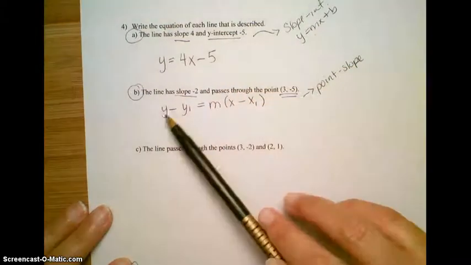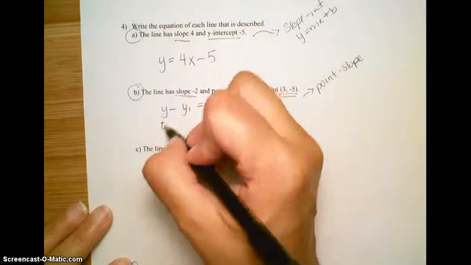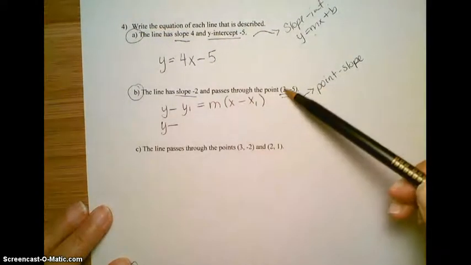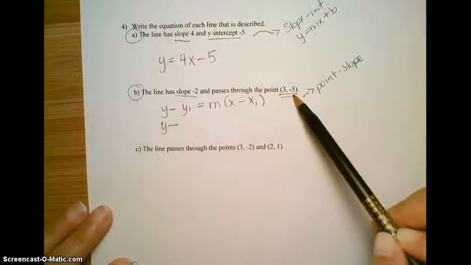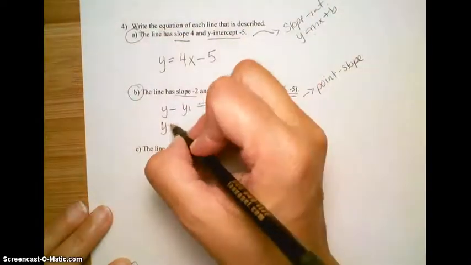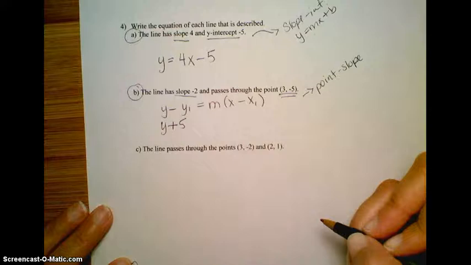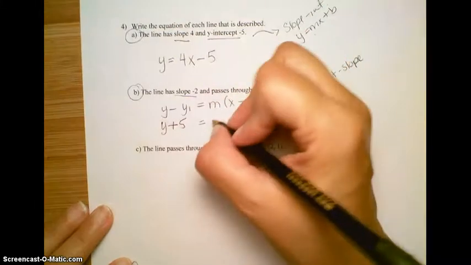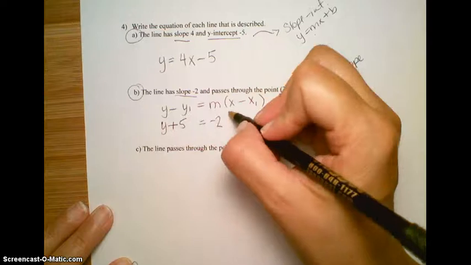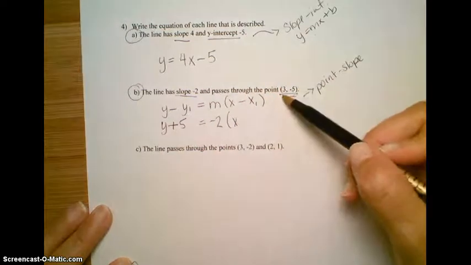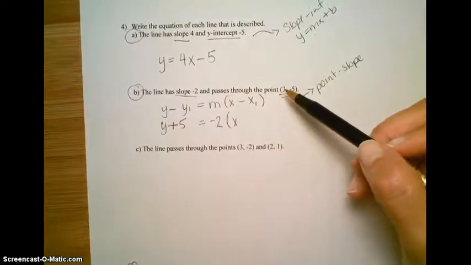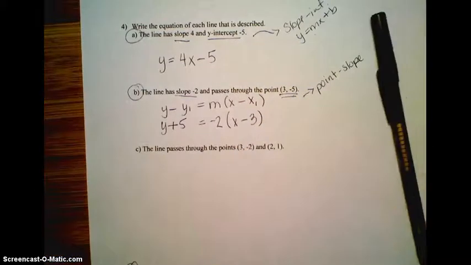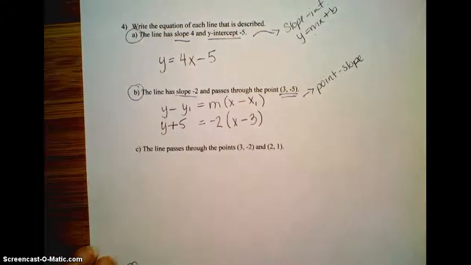As I said previously, this y is going to stay exactly as it is, y. For y1, we take a look, our y value is minus 5, so minus a negative 5 becomes a plus 5. Our slope is negative 2, fill that in, and then our x1 is a 3, so it's going to become a minus 3. And we've written the equation of the line.